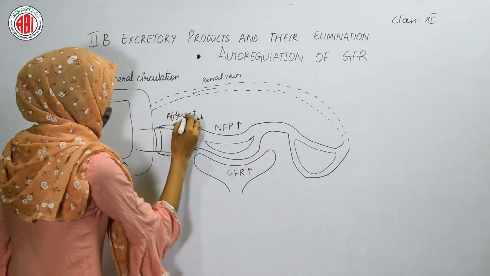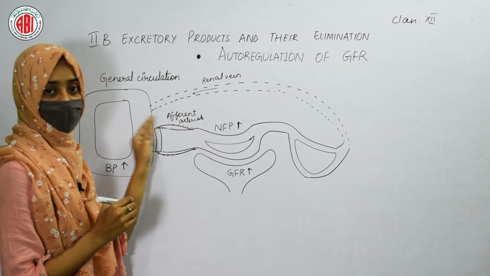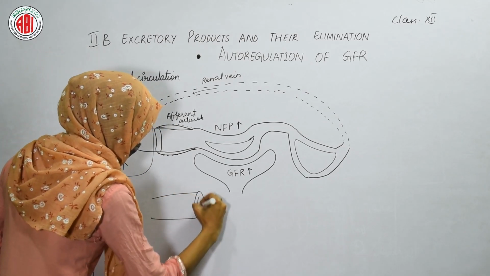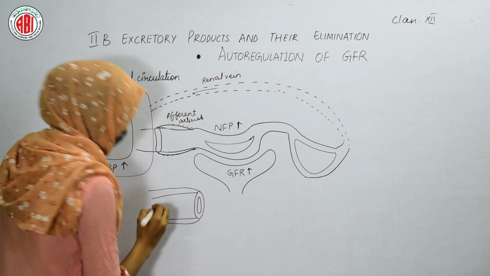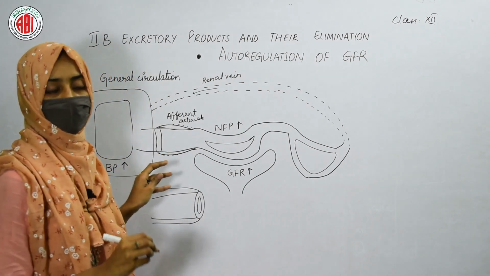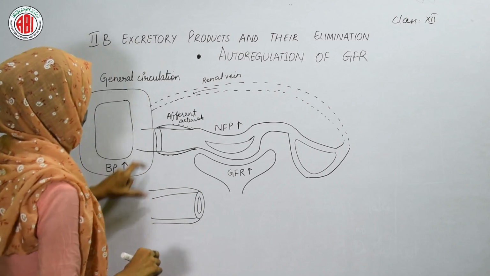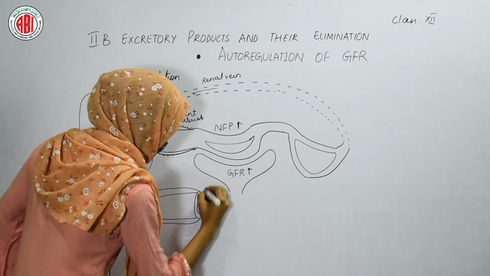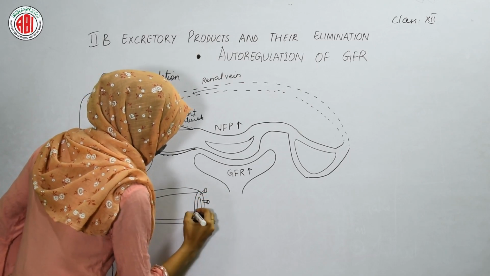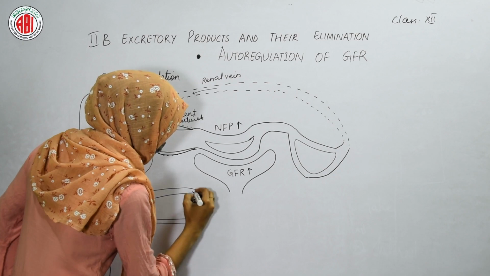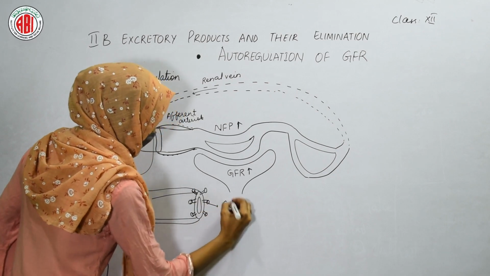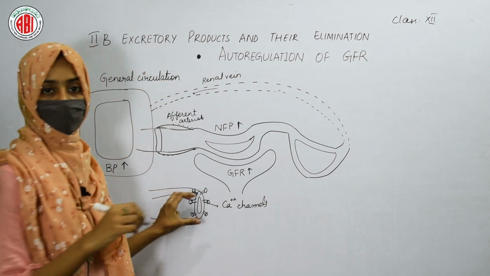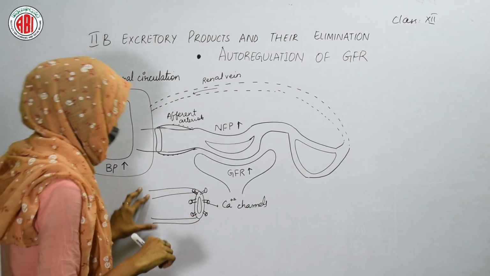Now, when you see the structure of the efferent arteriole, it shows some walls as its outer covering. The arteries are always walled ones. So, the efferent arteriole shows the walls, and on those walls you can see the presence of some channels, and these channels are called calcium channels. So, you can see the presence of calcium channels on the walls of the efferent arteriole.